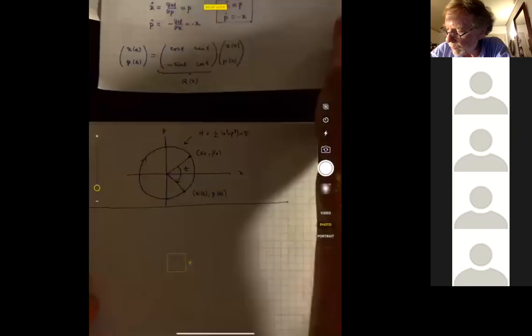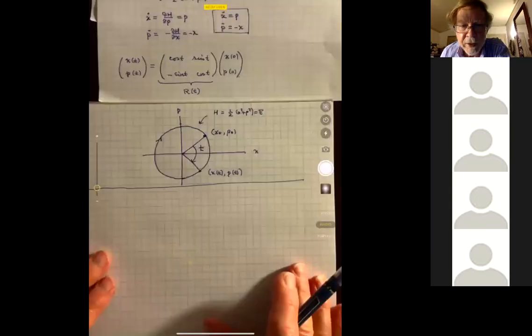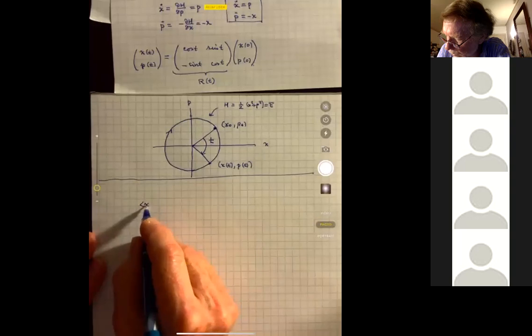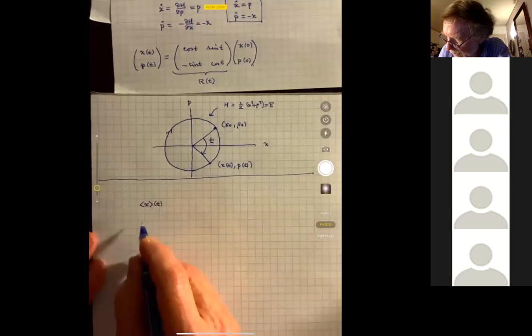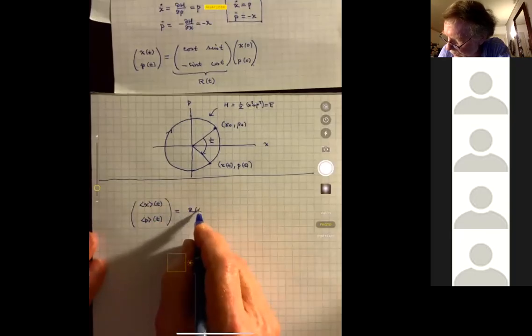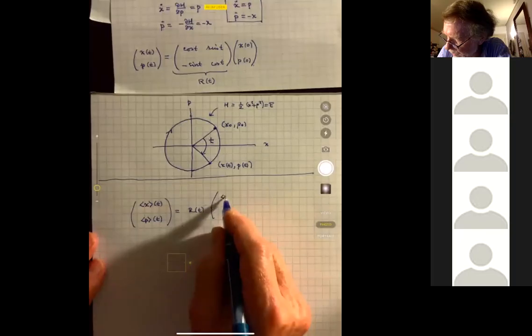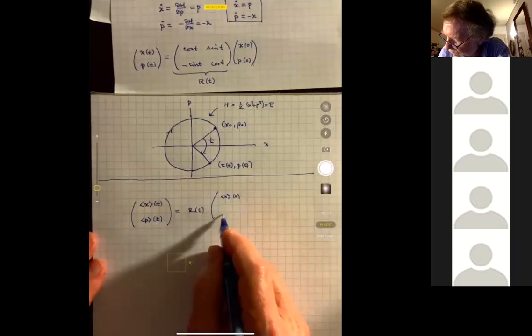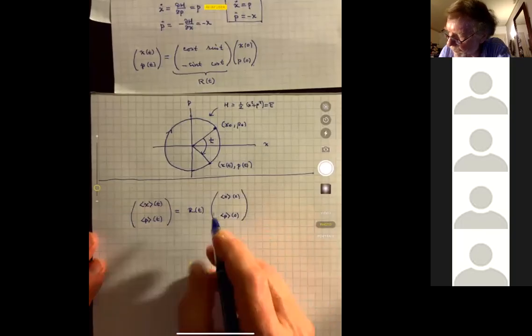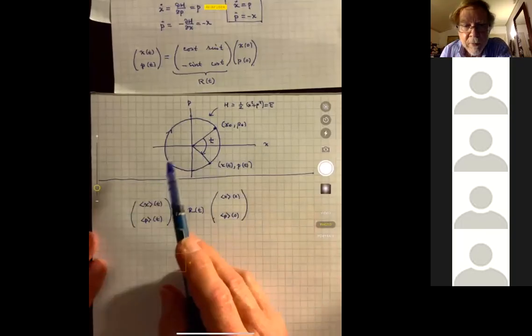And so if we do that, and I'll give the summary down here, what we obtain is that the expectation value of x as a function of time and the expectation value of p as a function of time are equal to the same R of t matrix multiplied times the expectation value of x at 0 and the expectation value of p at 0. In other words, the expectation values follow the classical orbit.